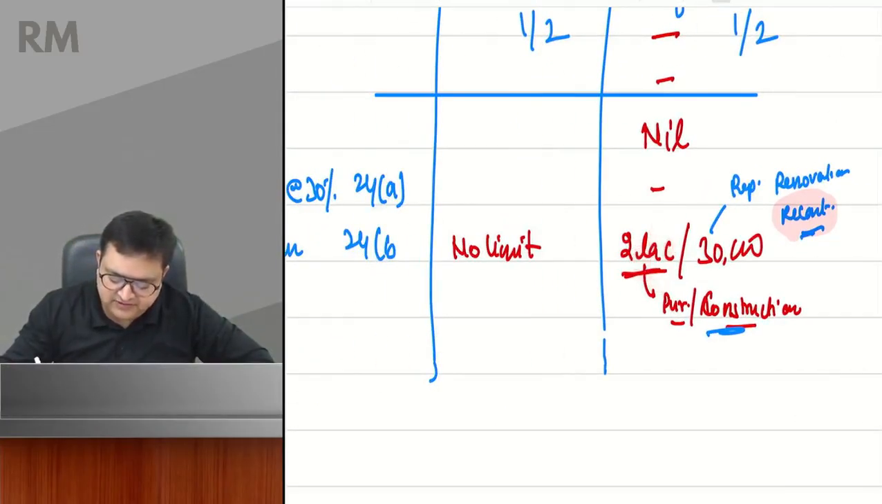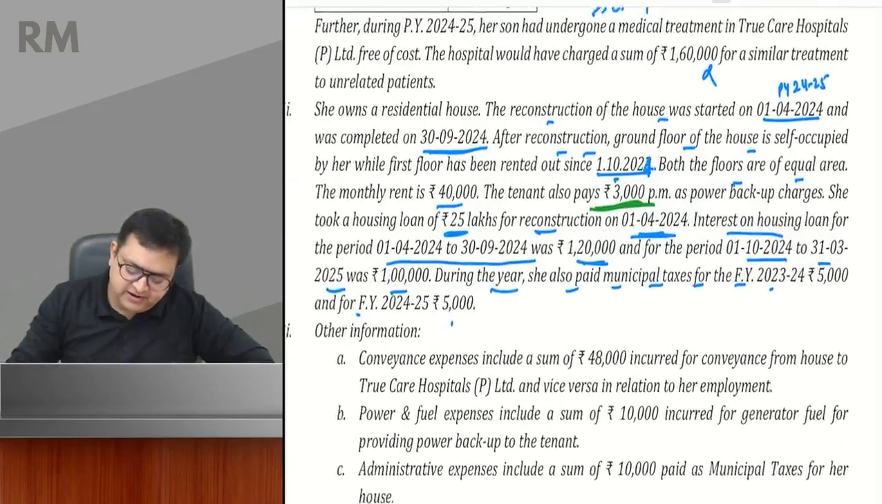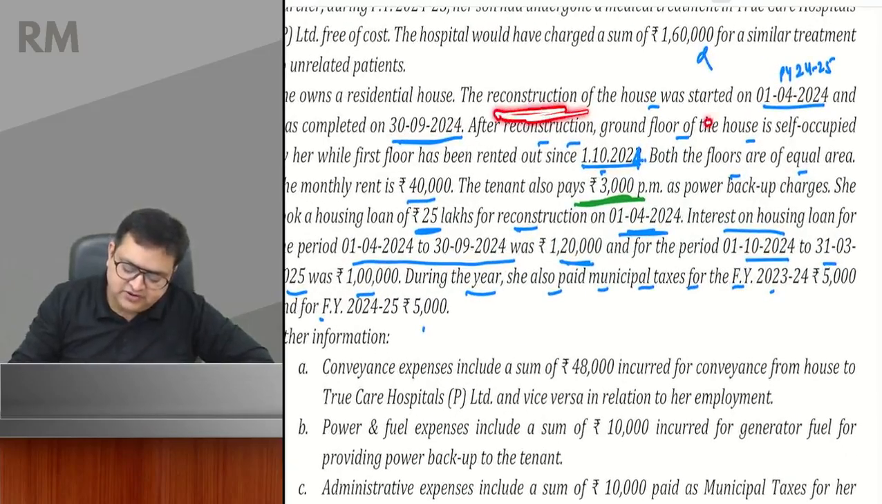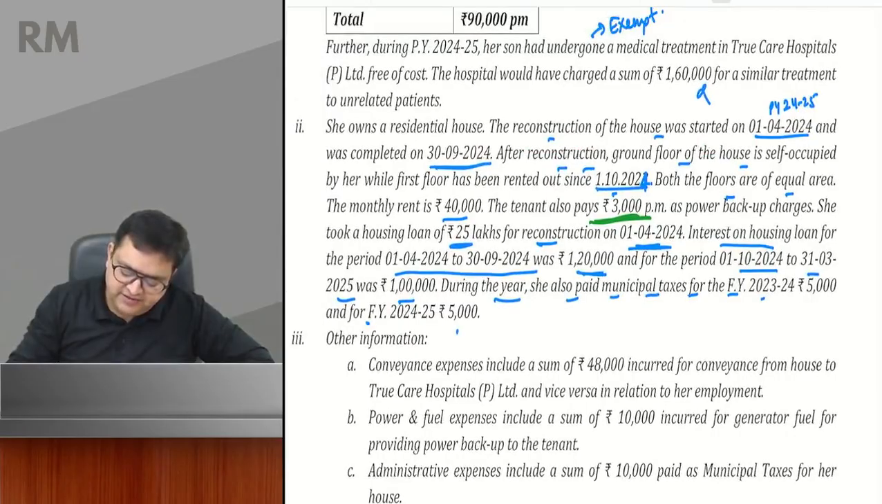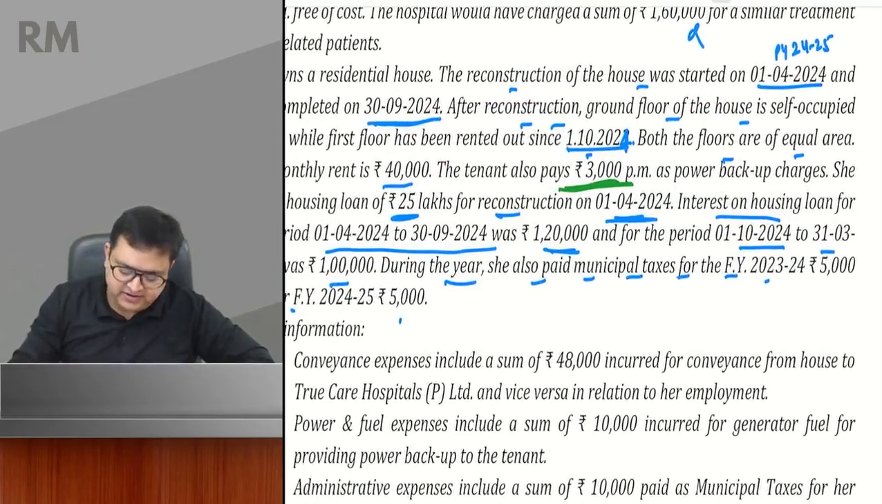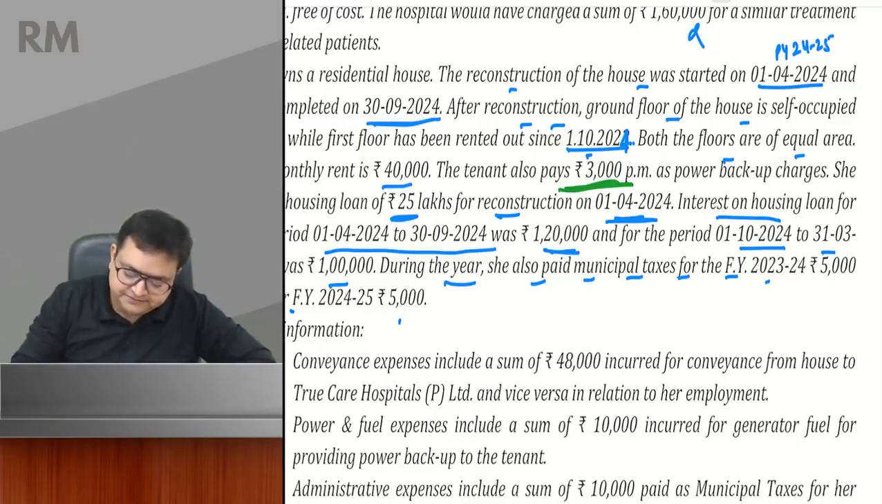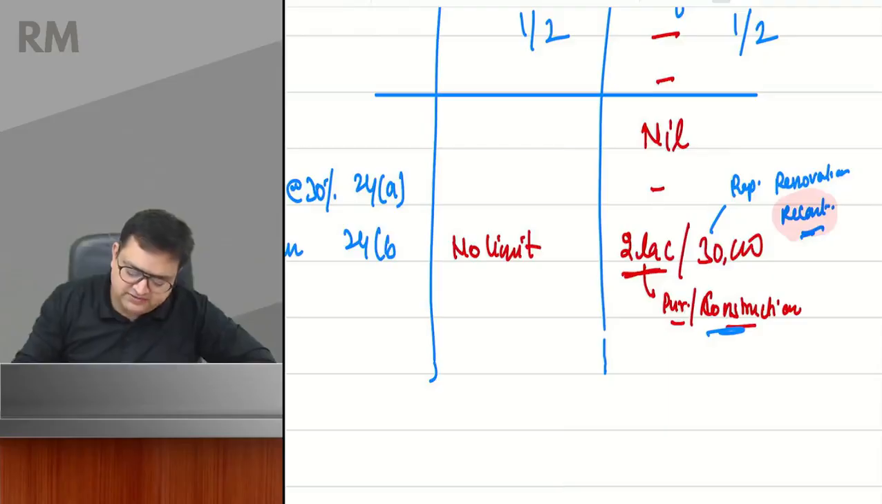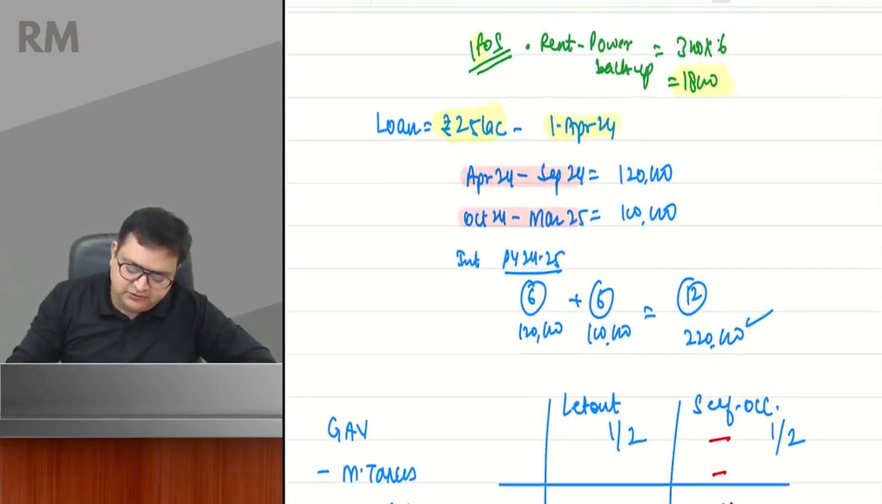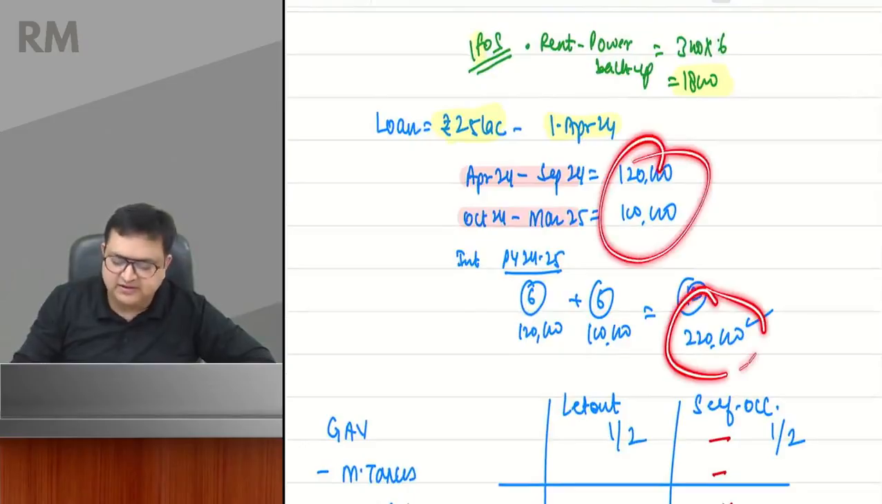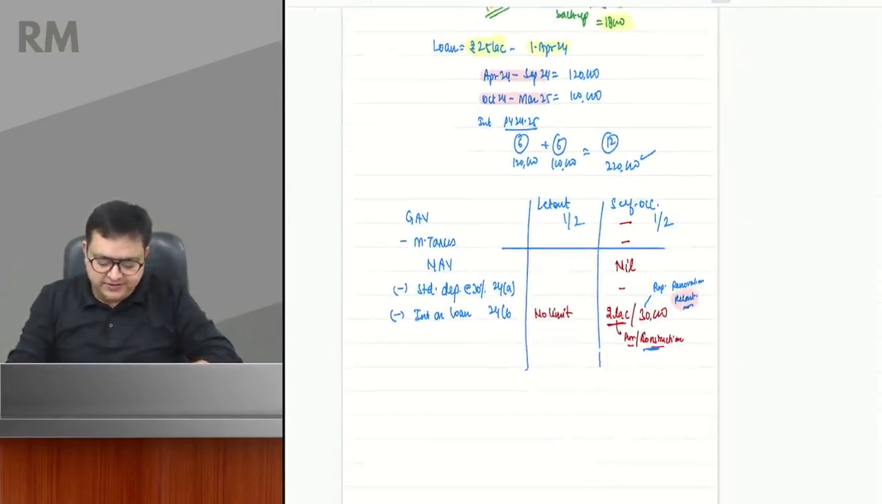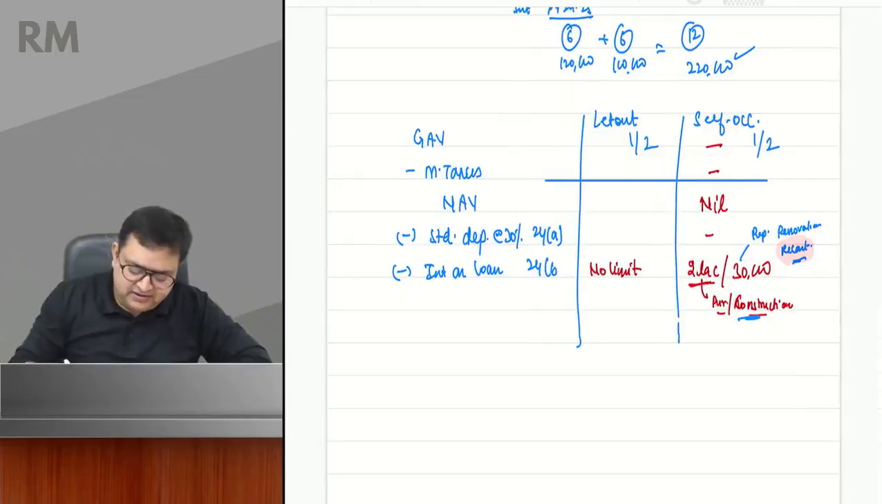It is not for purchase or construction. See, if you look at it, the reconstruction of the house started this. And we have taken a loan for reconstruction, somewhere it was written. So 30,000 is the limit. Now, tell me, how much is the interest allowed? So in this year, the total interest was 220. We have done that. So we understand 220 is the total interest.